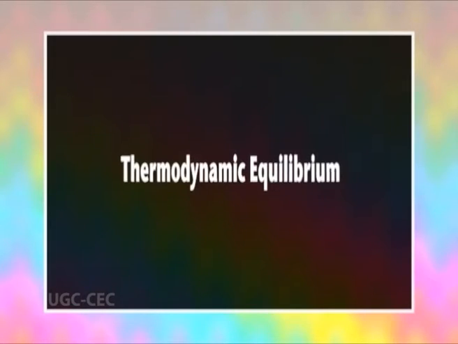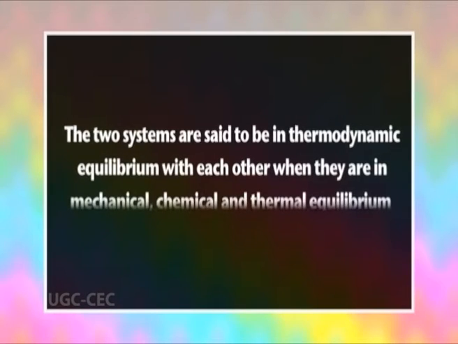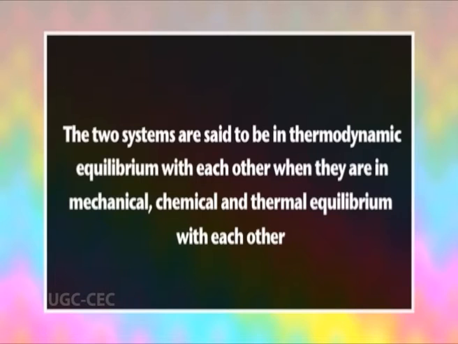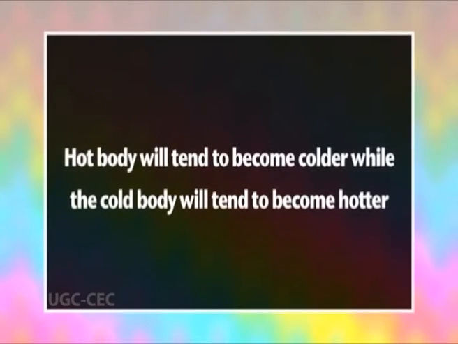Next is the thermodynamic equilibrium. Two systems are said to be in thermodynamic equilibrium with each other when they are in mechanical, chemical and thermal equilibrium with each other. Let us suppose that there are two bodies at different temperatures, one hot and one cold. When these two bodies are brought in physical contact with each other, the temperature of both the bodies will change. The hot body will tend to become colder while the cold body will tend to become hotter. Eventually, both the bodies will achieve the same temperature and they are said to be in thermodynamic equilibrium with each other.